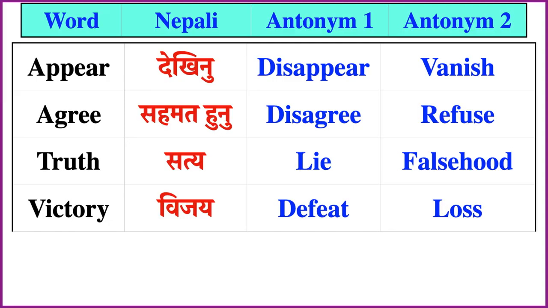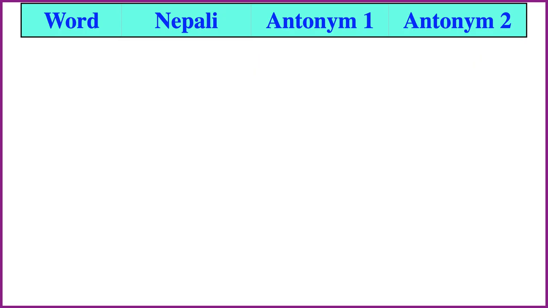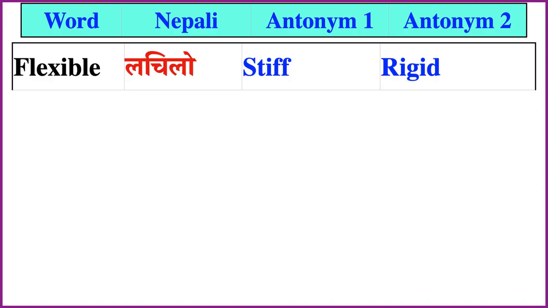Defeat and loss. Curious भनेको जिज्ञासु. And antonyms are indifferent and apathetic. Flexible भनेको लचिलो. And then antonyms are stiff and rigid.